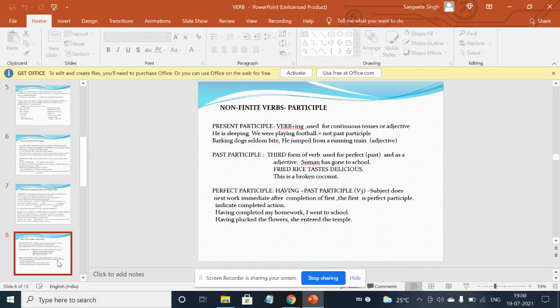Third is perfect participle. It is having plus past participle. The subject does the next work immediately after completion of the first. The perfect participle indicates a completed action. In this case, we can say, having completed my homework, I went to school. Second example, having plucked the flowers, she entered the temple.